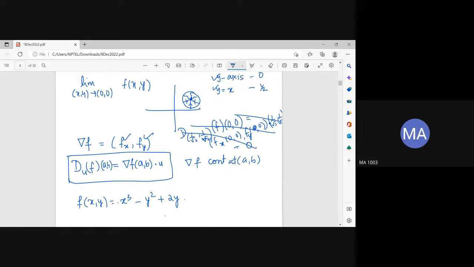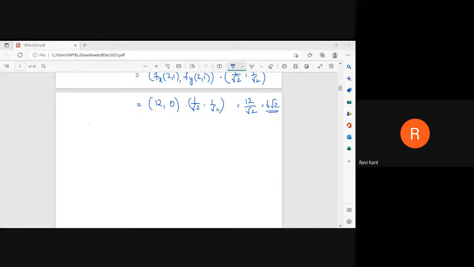Ma'am, for the gradient to be continuous, it doesn't mean that fx and fy have to be equal. They can be different, right? They can be anything. They just have to be continuous functions. That's all.